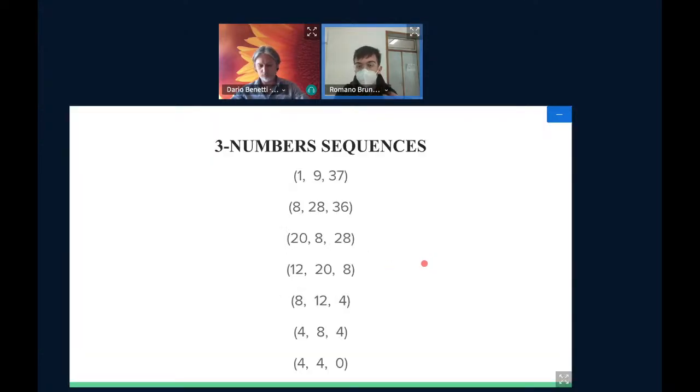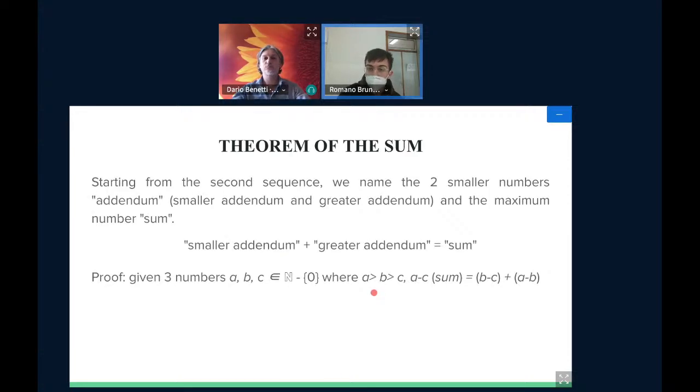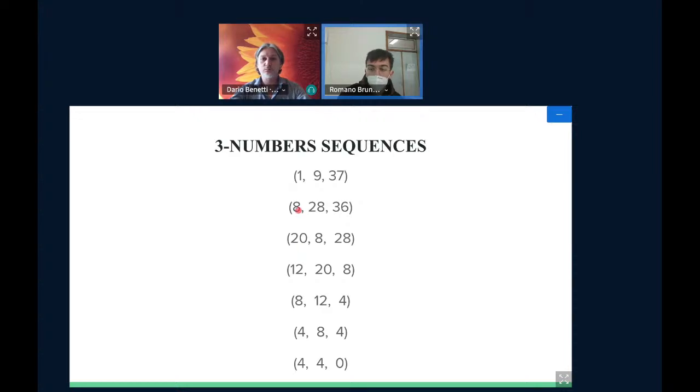On a more mathematical approach, we consider 3 number sequences with numbers, of course. So we put 3 numbers in the first one: 1, 9, 37. And as you can see, just starting with the second one, the first 2 numbers together form the third one. So 8 plus 28 equals 36. And this goes with all the other sequences. We called it the theorem of the sum. Indeed, the smallest numbers are called addends that combine together to form the sum, which is in this case 36.